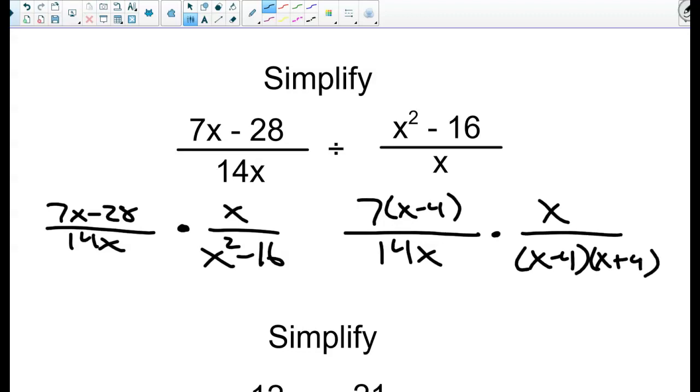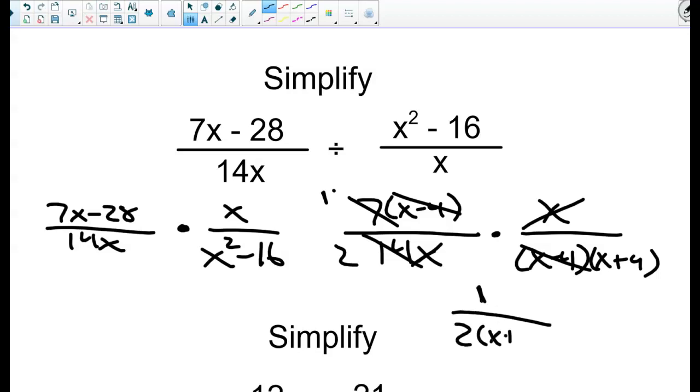We've got to be able to factor. The x minus 4 is canceled. The x is canceled. And 7 over 14 reduces to 1 over 2. So up top, everything's gone, so we're left with a 1. On the bottom, we're left with a 2 times x plus 4. And you read the multiple choice, whether it's 1 over 2x plus 8 or 1 over 2 times x plus 4. The multiple choice will dictate that.